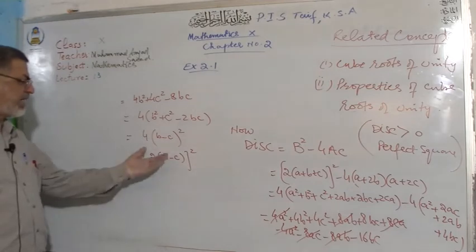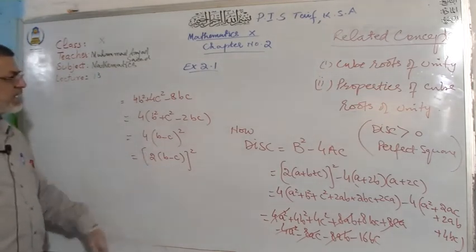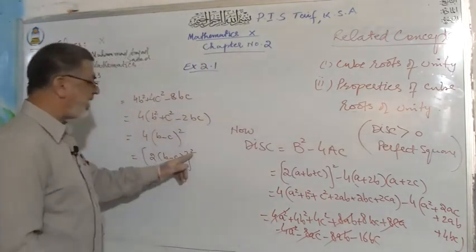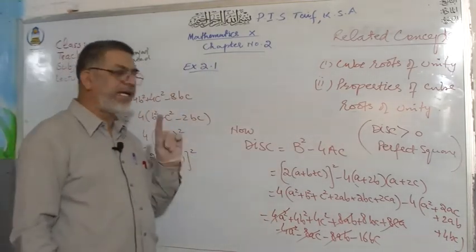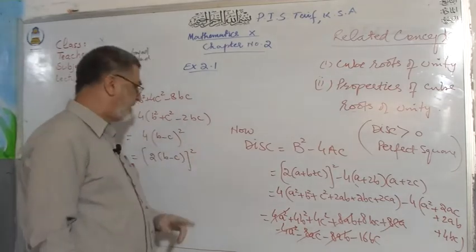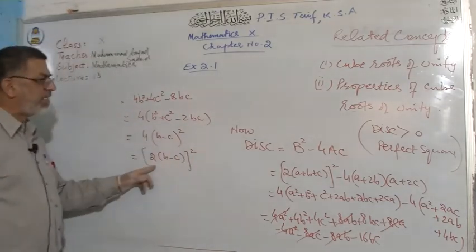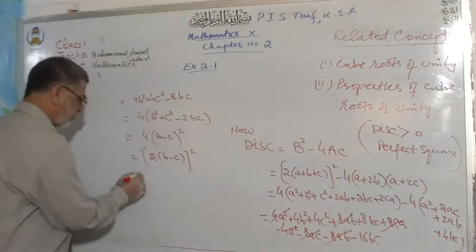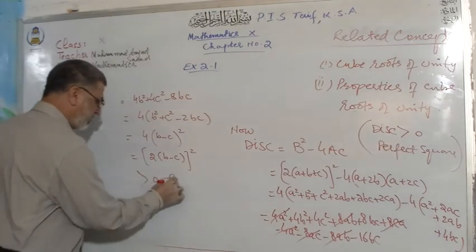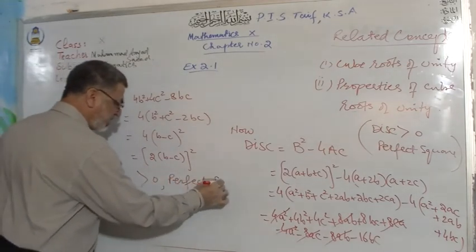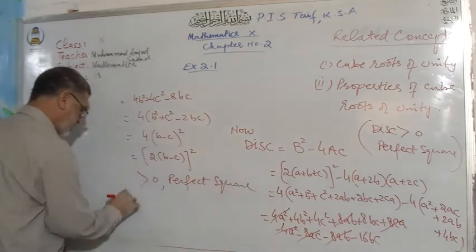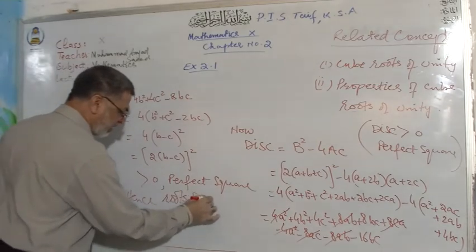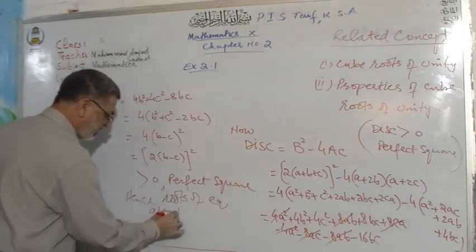Dear students, you can check. Your answer is always positive because square can never be negative. Again, I am repeating, square can never be negative. So this is positive, and along with that reason, perfect square. Greater than 0, perfect square. Hence, this is your conclusion. Hence, roots of equation are rational.